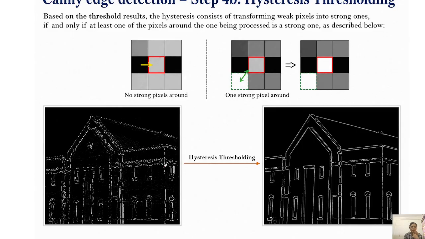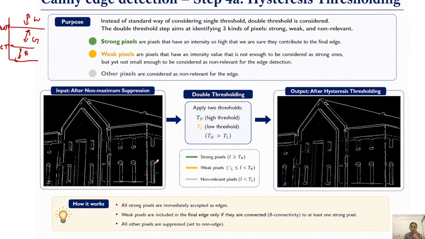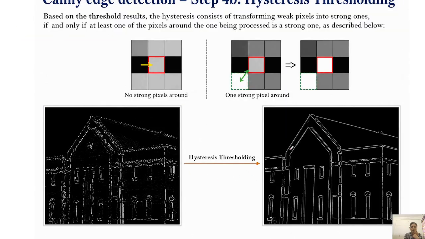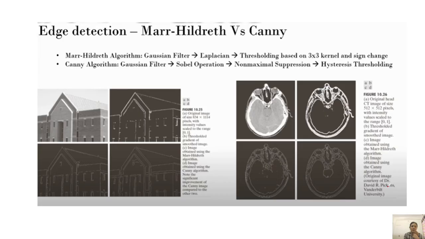So here after the double thresholding, if you apply the hysteresis thresholding, you will get a final edge like this according to the Canny edge detection algorithm.